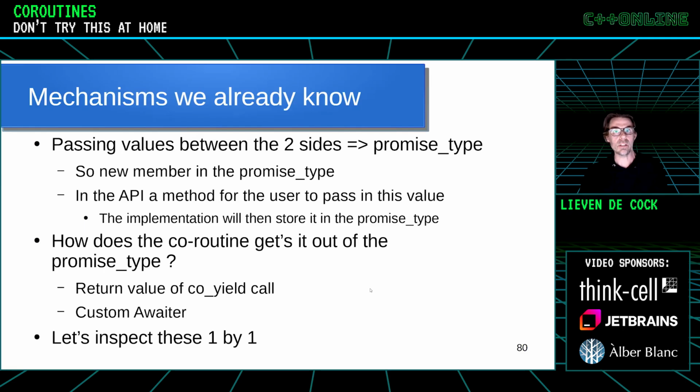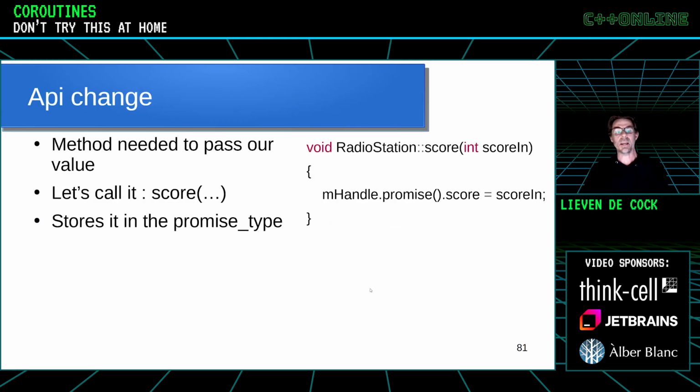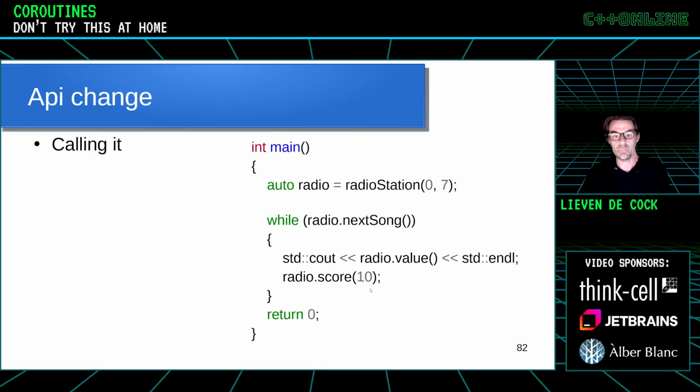So that means in our radio station class, we will have an extra member in the promise type. Our radio station class needs a method, let's call it score, which stores the value in there. And then the question is, how does the coroutine get this value out of the promise type? And so it becomes the return value of the co-yield call. That's being done by a custom awaiter. Let's inspect these things one by one. The API change is very easy. Radio station score, handle promise. There is a member in the score. Let's store it in there. Okay, that's easy.